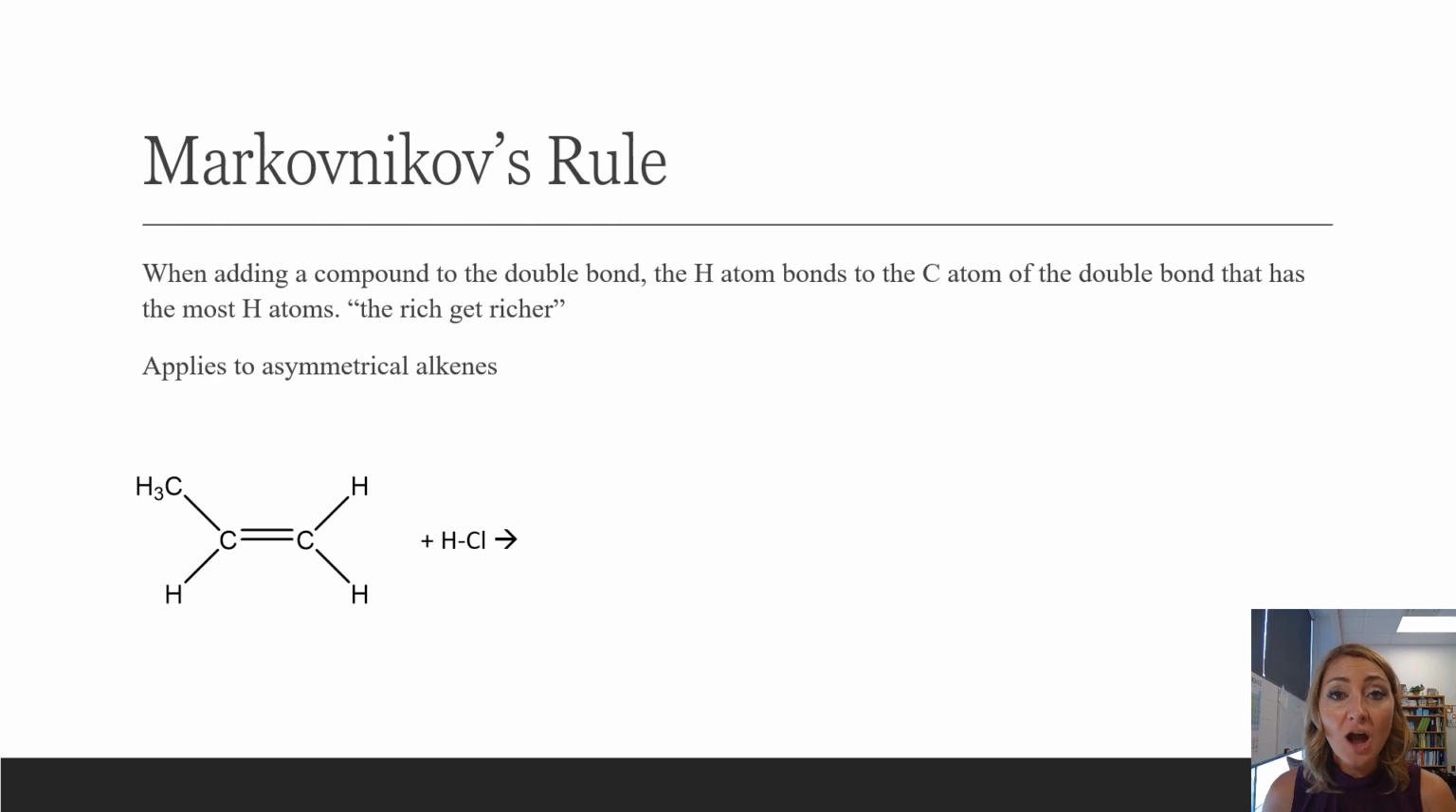We call that Markovnikov's rule. So when you add a compound to the double bond, the hydrogen is going to bond to the carbon in the double bond that has the most hydrogens. A quick and easy way to remember this is the rich get richer. And this only applies to asymmetrical alkenes, meaning you would get a molecule with a different name, an alkane, as a result, based on where you put the halogen.